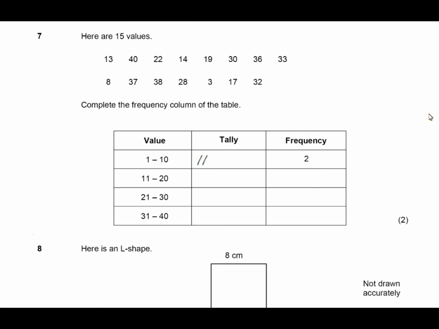Question 7. Here are 15 values. Complete the frequency column of the table. So the values of 1 to 10 have already been done for you, and there were 2 of them. So now let's look for values between 11 and 20. And there are 4 of those. Now between 21 and 30. So there is a frequency of 3. And finally, the values between 31 and 40.